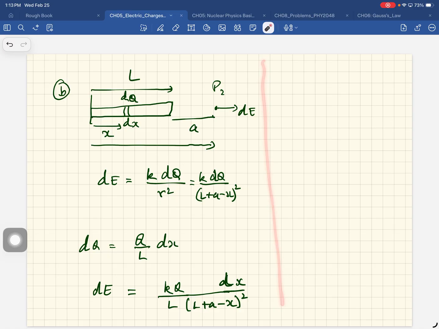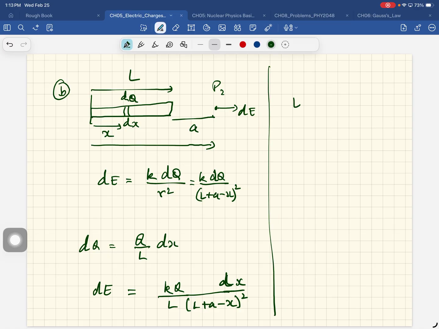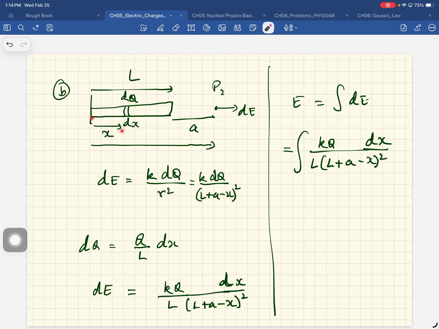Whenever you do a long calculation like this, you want to check if your answer is right by doing limits. Let's see how we can do this. In the limit L going to 0, this becomes a point charge, and you're finding the electric field at a distance A. You're making this a point charge. We'll have to be a little careful now.